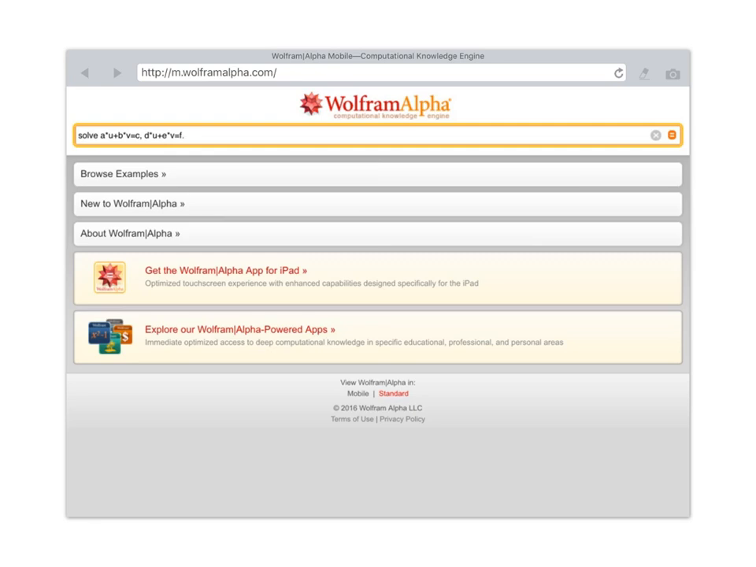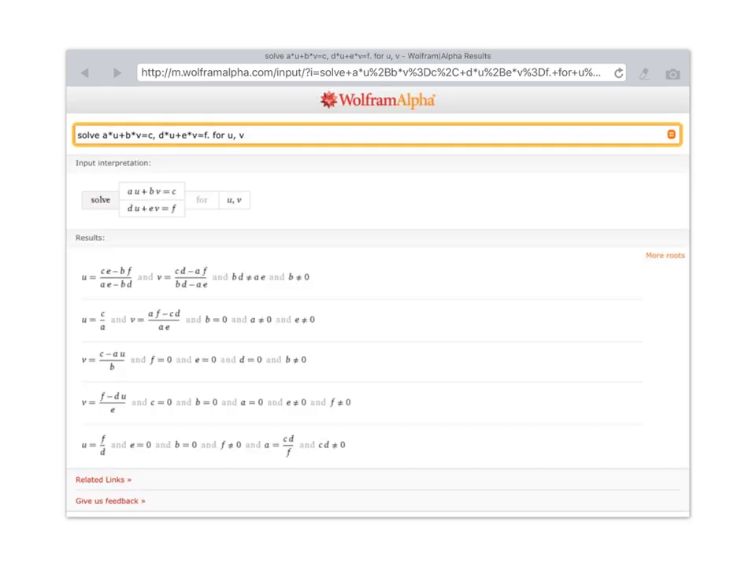And what do I want to solve it for? I want to tell the software to solve it for u and v. So that way it knows which variables it's supposed to be solving for. And then I run it. And there we go. So if we look over here, there, it found what u is. u equals (ce minus bf) over (ae minus bd), and here's what v is. Great, and that's what we had found before.